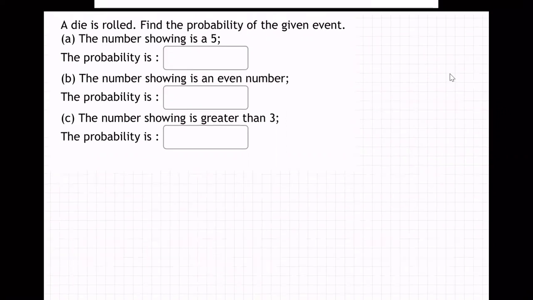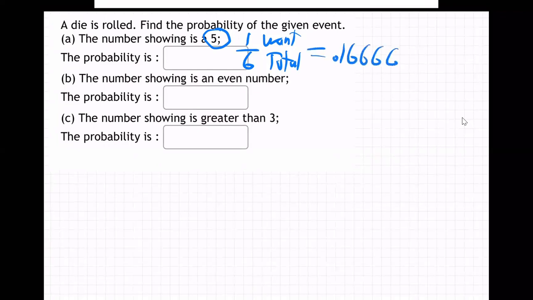So the probability of getting a 5 is going to be 1 out of 6. Why? Because remember, probability is always the number of things we want over the total number. So if you want to get a 5, that's just 1 out of the 6 things that can happen, right? And then you could divide that in your calculator and get a decimal. It'd be 0.166666. I think it's fine either way, decimal or fraction.